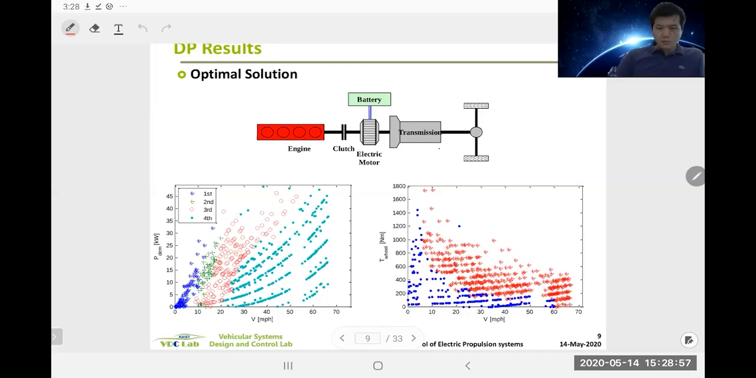So we are plotting operating points on vehicle speed versus power demand, and vehicle speed versus traction force or wheel torque. And you're looking at two plots here. Let's take a look at the right one. The red dots are engine on points. Blue dots are engine off points, so EV modes. Okay. And if you look, there's a clear cut between the EV mode and hybrid mode, right? So this is HEV mode, and this is EV mode.